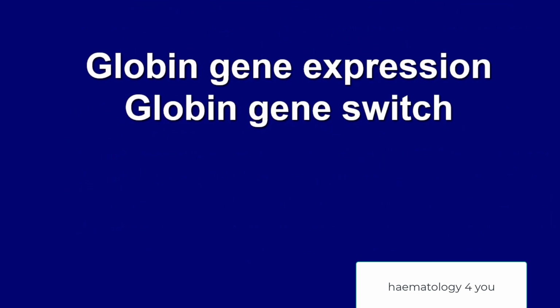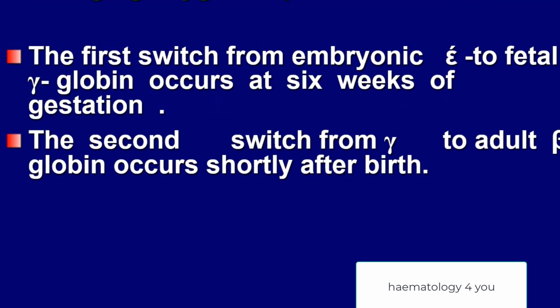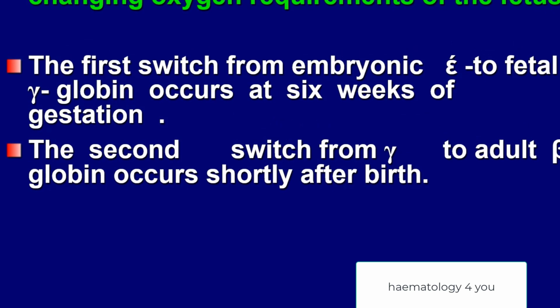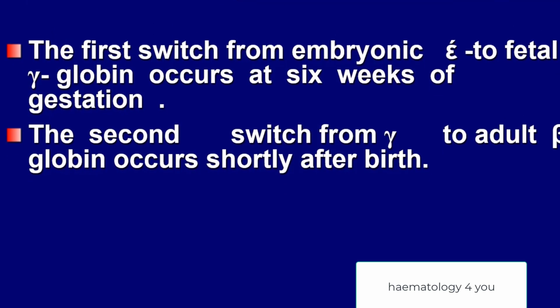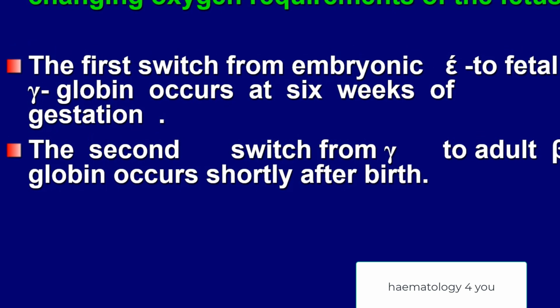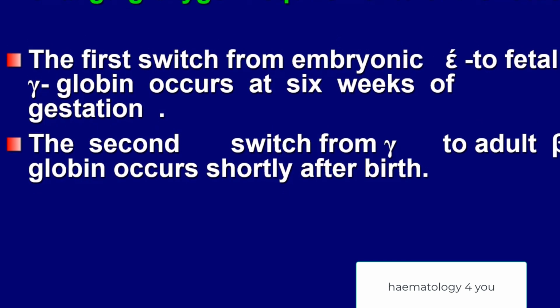Globin gene expression: globin gene switching during ontogeny. Two switches occur in globin gene expression that reflect the changing oxygen requirement of the fetus. The first switch, from embryonic to fetal alpha globin, occurs at 6 weeks of gestation. The second switch, from gamma to beta globin, occurs at or shortly after birth.